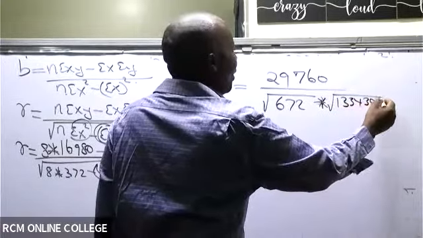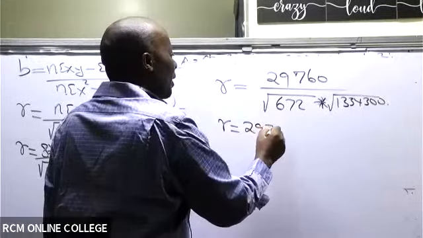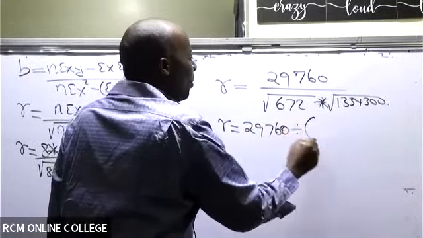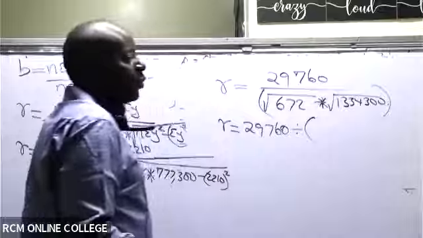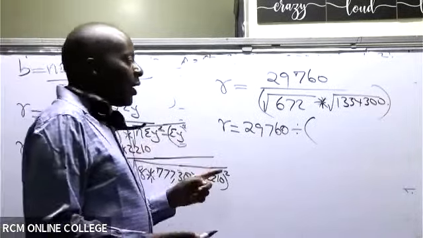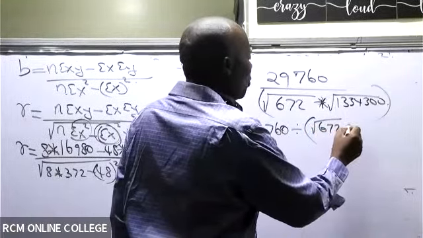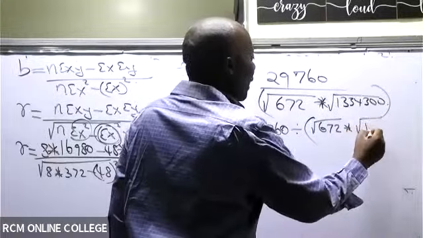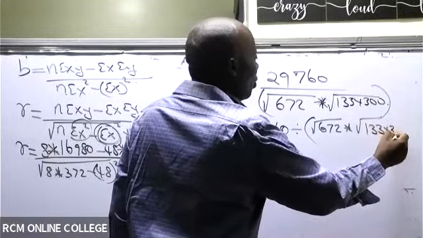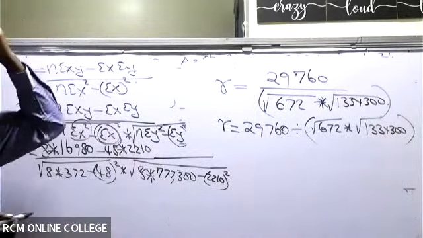So in your calculator, to get this R, you say 29,760 divided by, you open a bracket to take care of it, because there are two terms. You must always open brackets. So you have square root of 672 times square root of 1,334,300, and then you close the bracket, and then you press equals. What figure will you get?